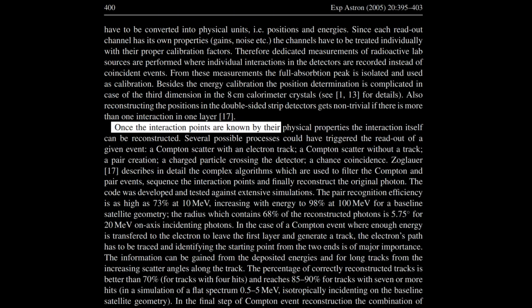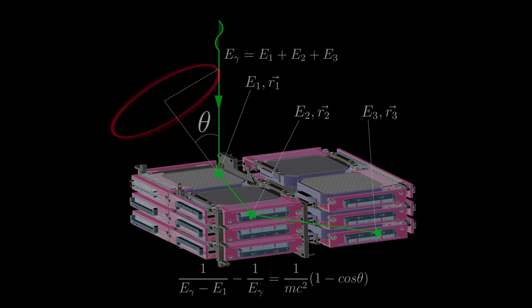According to a 2006 paper on the Compton and Pair Creation Telescope, MEGA, once the interaction points are known by their physical properties, the interaction itself can be reconstructed. A complex algorithm is used to filter the Compton and pair events, sequence the interaction points, and finally reconstruct the original photon.